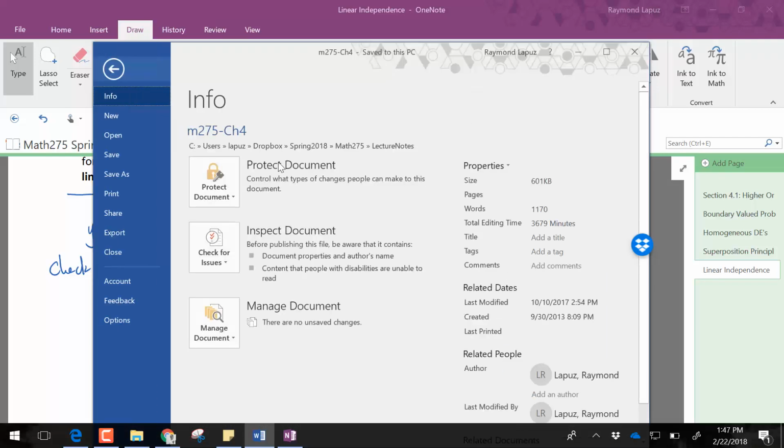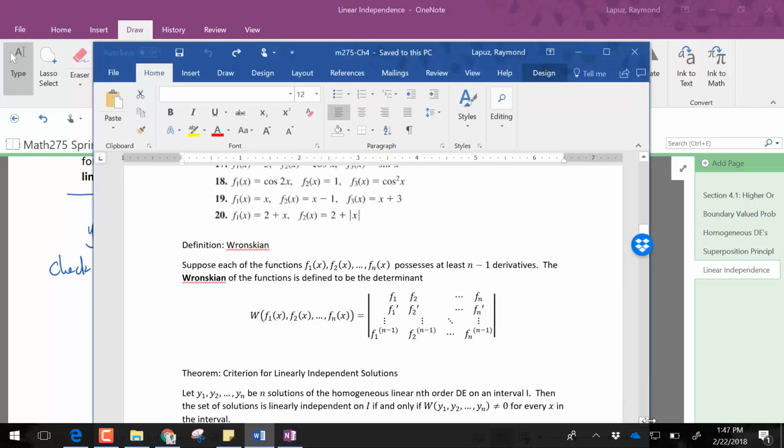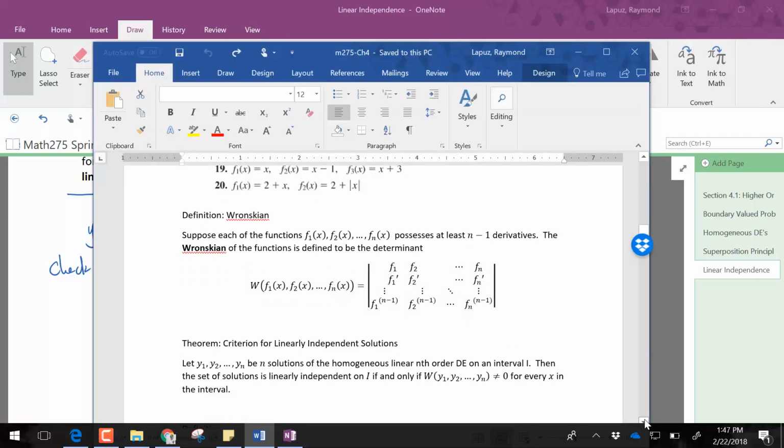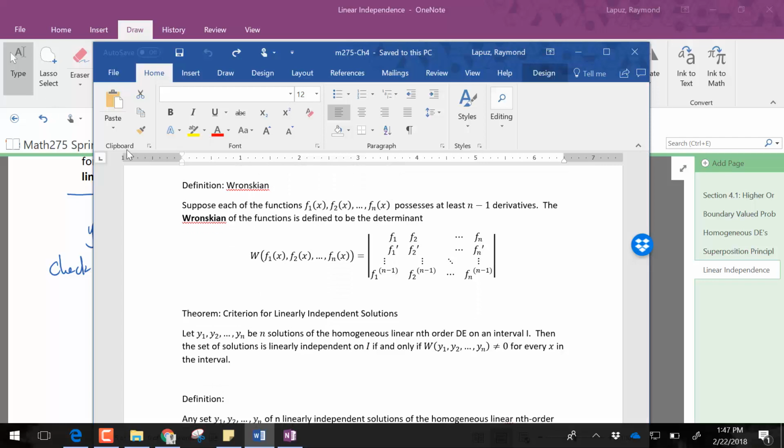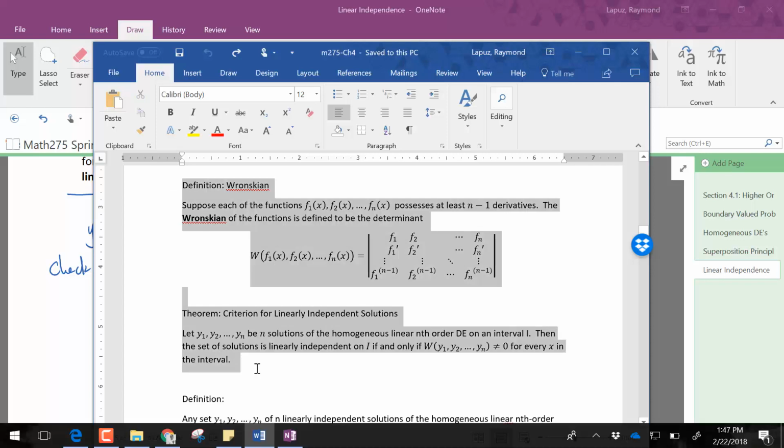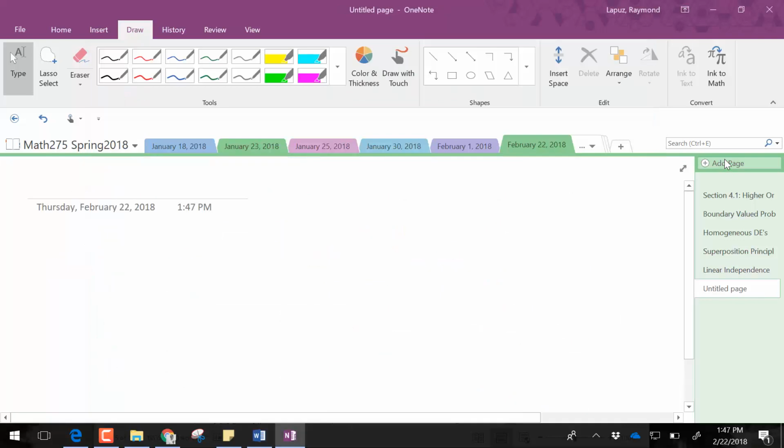I got my underlines here. Hey, this is a cool name. I don't know. I'm not German. Wronskian. Wronskian. What? Oh, it's Armenian? Wow.